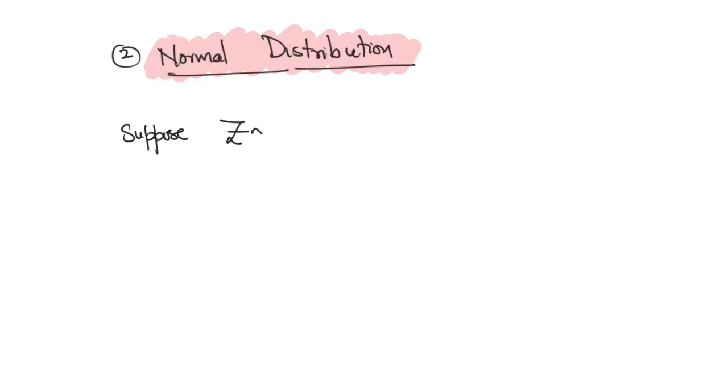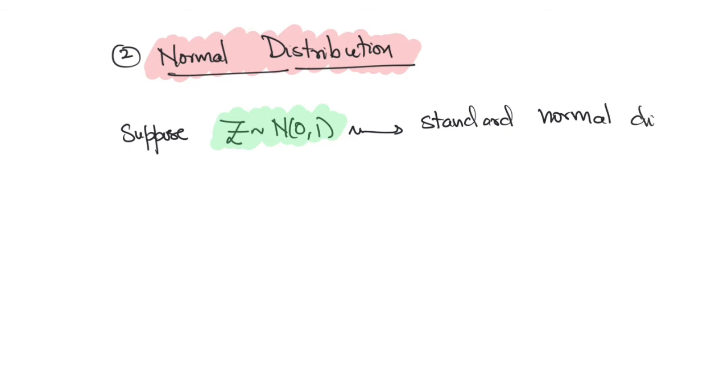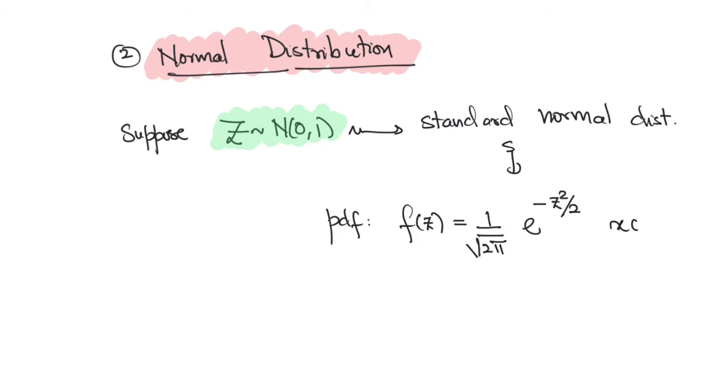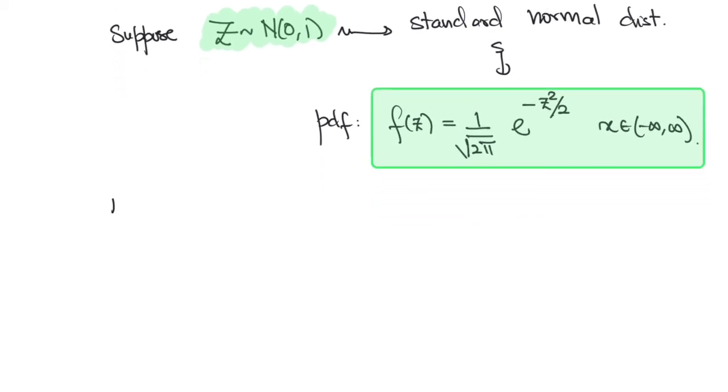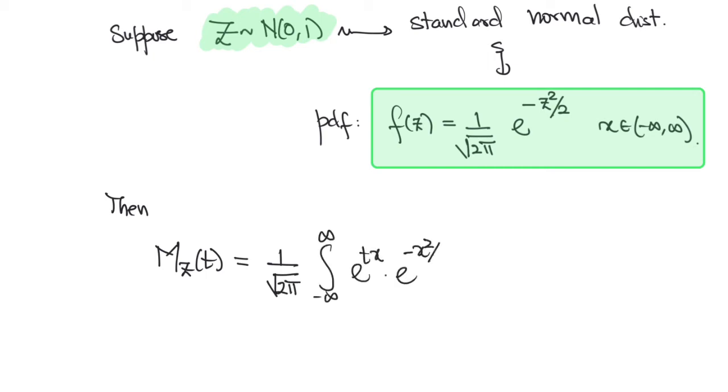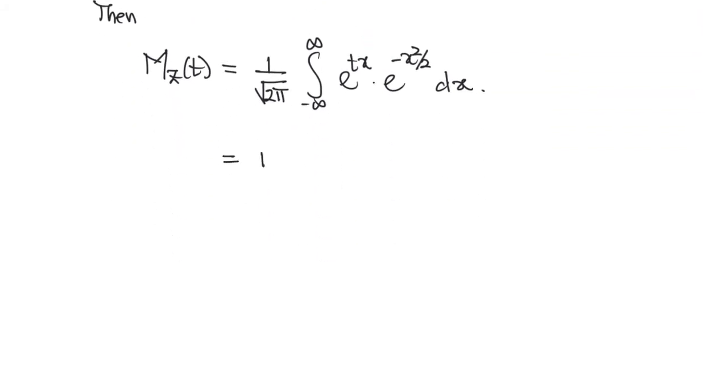Now let us calculate the moment generating function for the standard normal distribution, which has parameters mu equals 0 and variance equals 1. The PDF for this random variable is defined as follows, and we can calculate the moment generating function by writing out the integral 1 over square root of 2 pi times the integral going from minus infinity to plus infinity of e to the tx times e to the minus x squared over 2 dx.